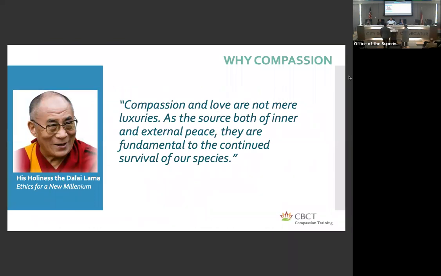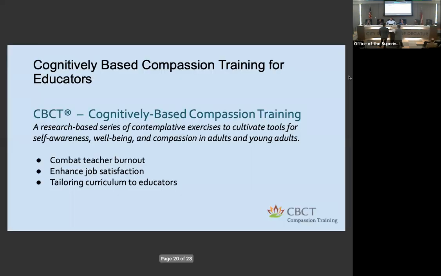This is now the compassion piece that Diane presented. As I said earlier, the Dalai Lama has charged us with delivering this curriculum to increase compassion because, as he says, compassion and love are not mere luxuries. This is what we need for survival as a species. That is what drives him. That is where he focuses not only his own practice, but what he hopes his legacy to be: spreading compassion.